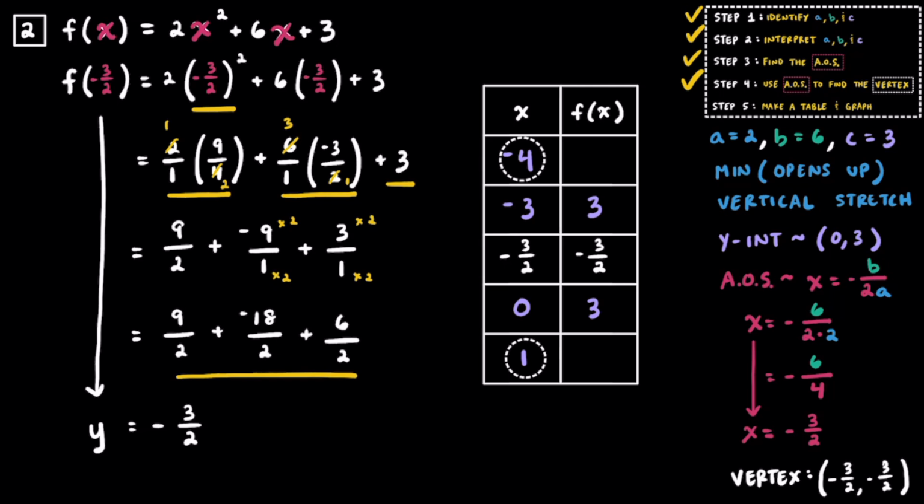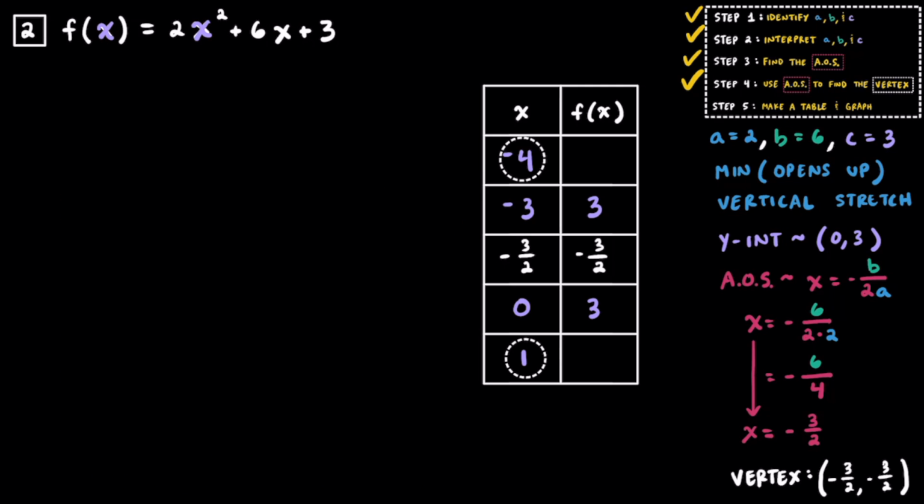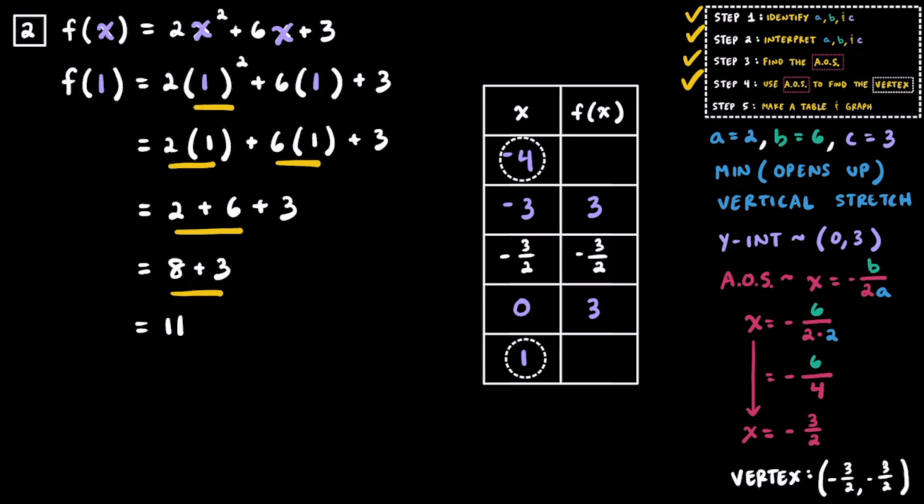This negative 4 and positive 1 are equidistant from the middle, so either one's going to work, and I'm going to choose to use the 1 because it's a positive number. Let's go ahead and find out what f of 1 is equal to. So when x is equal to positive 1, y is equal to 11. Let's go ahead and plug that into our table. Right over here and right over here.